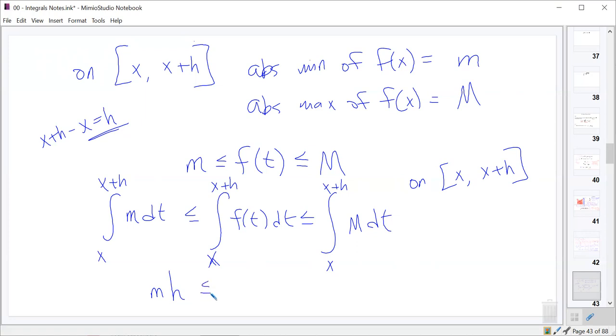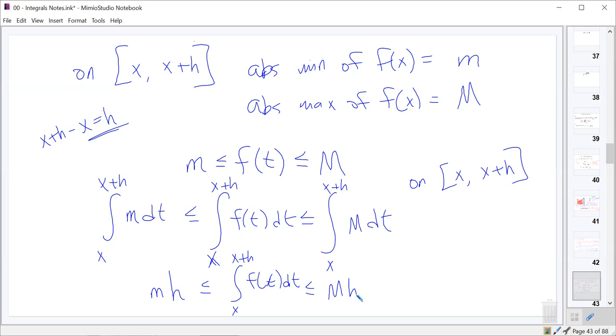And this middle here is still the same thing, because we don't really know what that is offhand right now. And then on the outside here, we've also got a capital M as the height of this rectangle that we're making the area of, with a width of h. And so we've got a nice little inequality here. It's telling us that little m times h is less than or equal to the integral from x to x plus h of f of t dt, which is less than or equal to capital M times h.